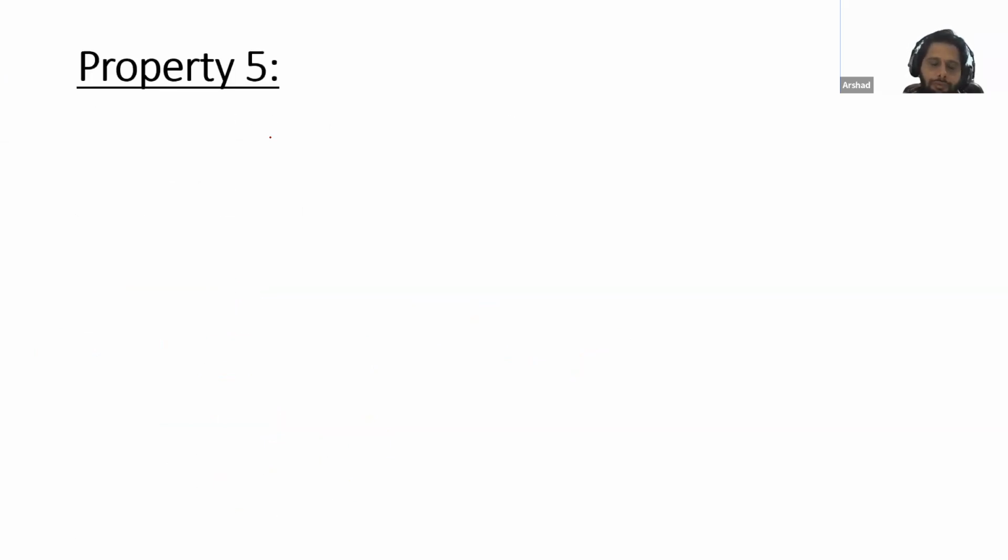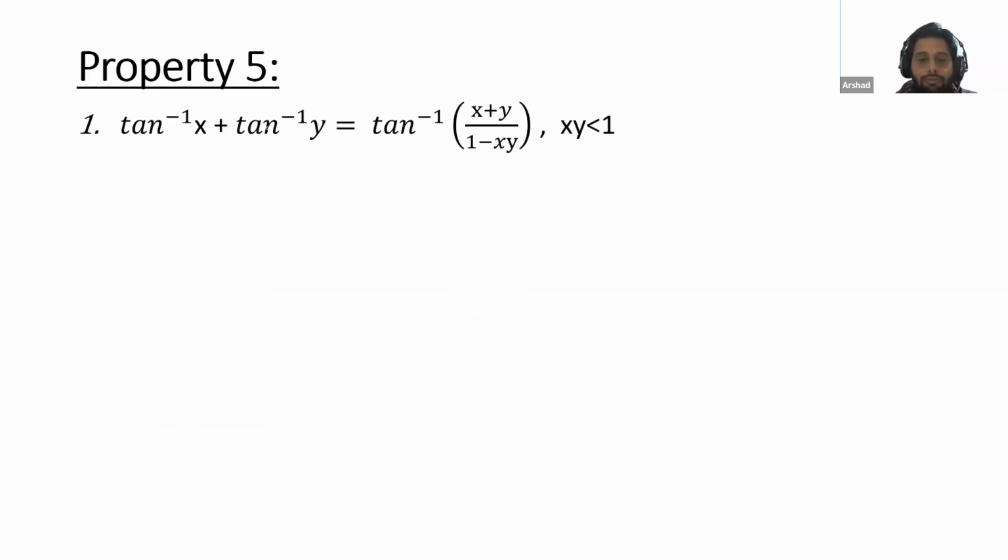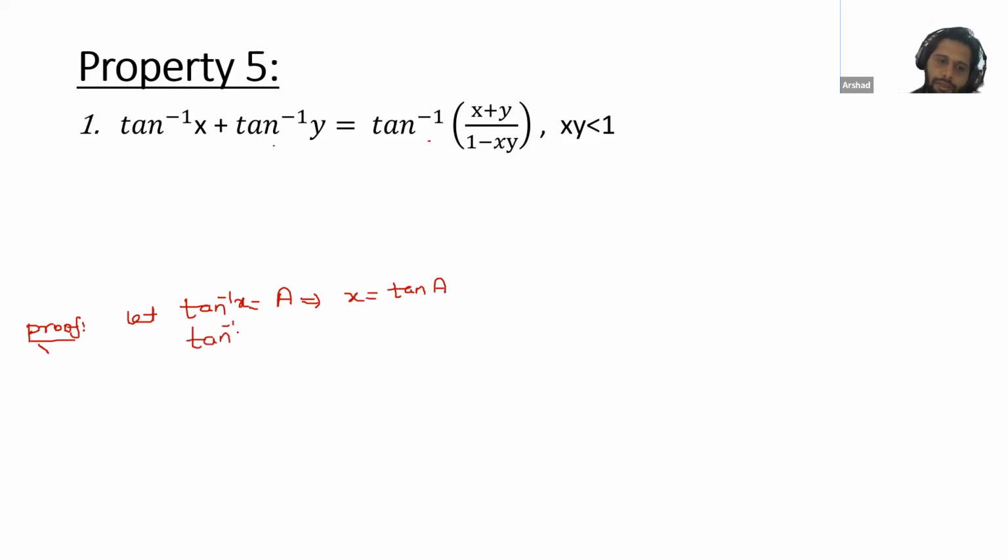Next property, there's one more property after this. Okay, so next is we have this tan inverse x plus tan inverse y, which is equal to tan inverse x plus y by 1 minus xy. We will do the proof of this part. Proof. Let tan inverse x is equal to a. So we can say x is equal to tan a. Similarly, tan inverse y is equal to b. So we will get y is equal to tan b.